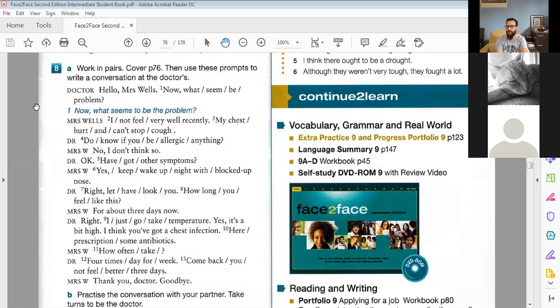Yes, I keep waking up at night with a blocked up nose. Right. Let me have a look at you. How long have you been feeling like this? For about 3 days now. Right. I just need to take your temperature. Yes, it's a bit high. I think you've got a chest infection.